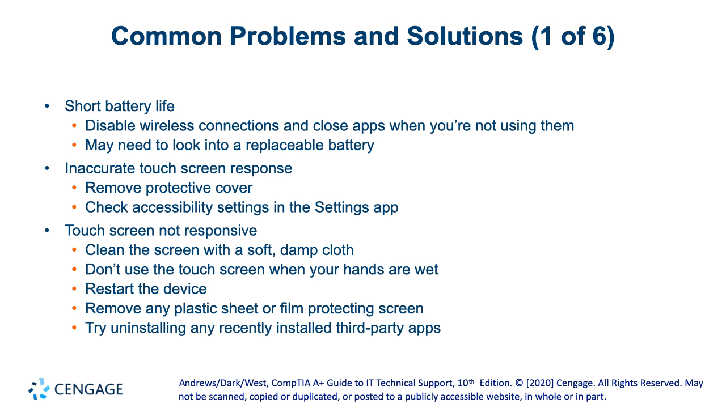Common problems and solutions, right? Short battery life: disable wireless connections and close apps when you're not using them. And then you may need to look at replacing the battery. Inaccurate touch screen: you might need to remove the protective cover. Check accessibility settings in the settings app, and that it's set accordingly for you and your needs.